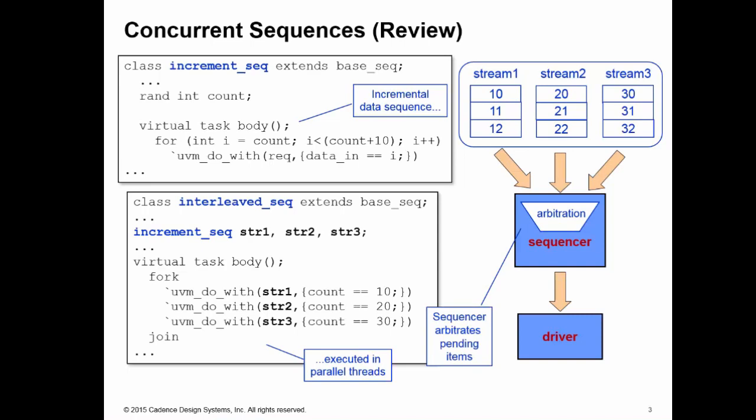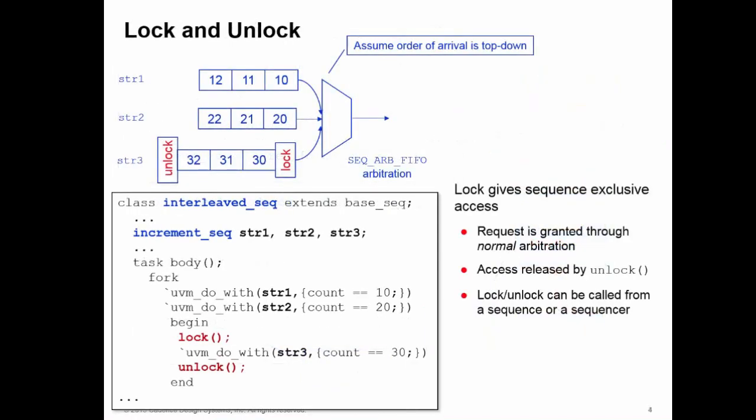So let's have a look at the lock and the unlock methods first. Okay, so we can execute the lock from inside of a sequence or from a sequencer by calling it off a given sequence handle. Now when you execute the lock, it gives that particular sequence exclusive access to the sequencer. Okay, and it keeps that exclusive access until the access is released by the sequence executing the unlock method. Now the key thing about the lock is the lock request is granted through normal arbitration.